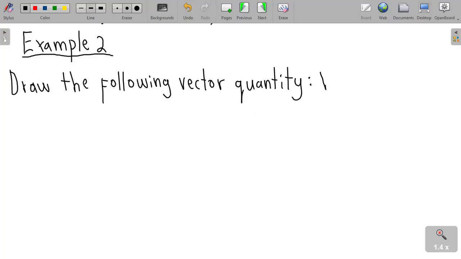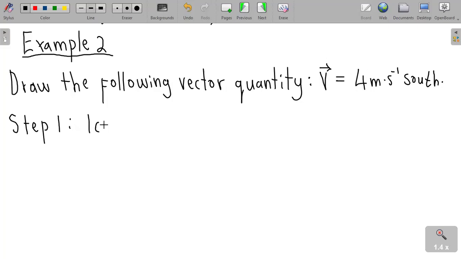The velocity equals 4 meters per second south. So we go to step 1. You must decide upon a scale and write it down. Step 1, we must decide upon a scale. Here we have 4 centimeters, so we can say 1 centimeter equals 2 meters per second.